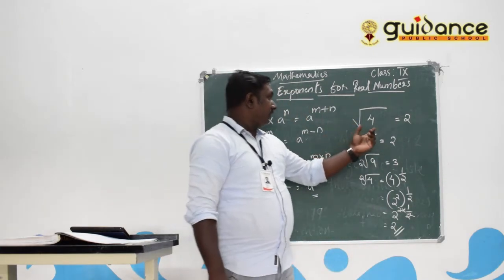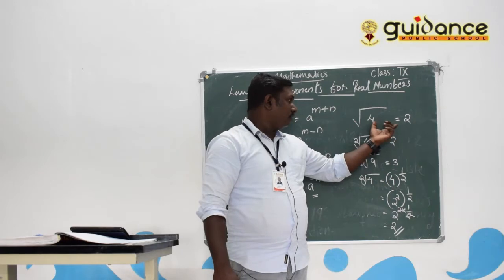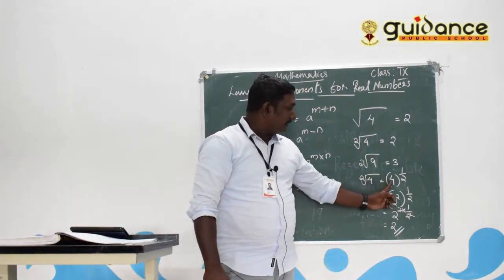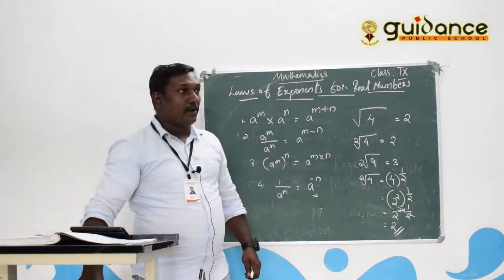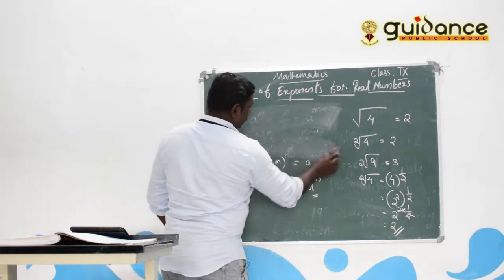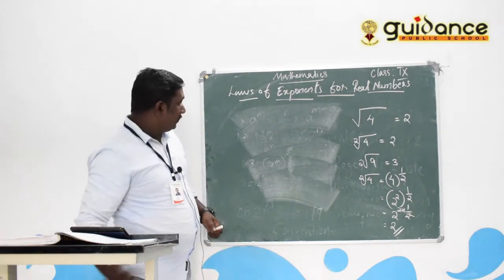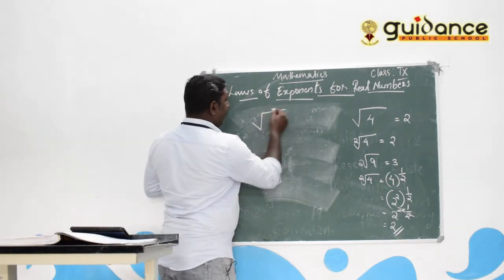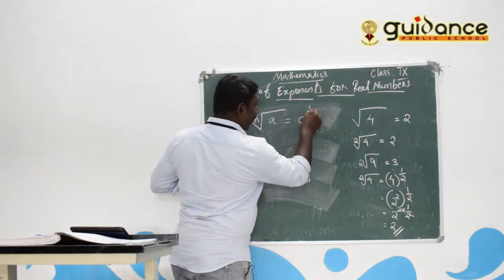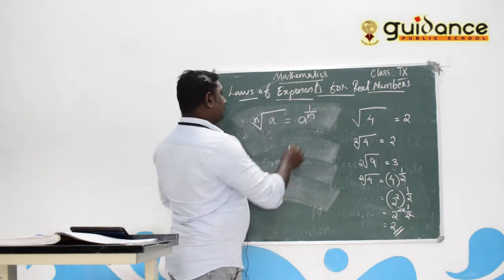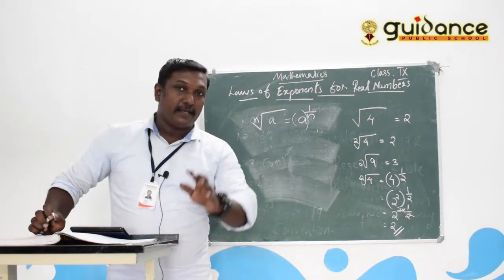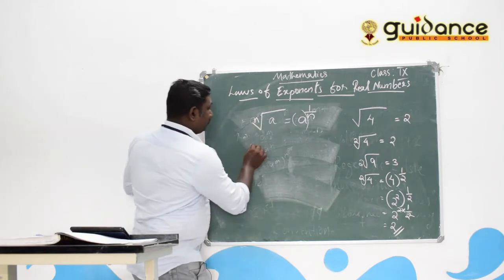Now see the same idea we got. The square root of 4 equals 2, and we can write it as 4 raised to 1 by 2. So we can write it in an algebraic way: the n-th root of a is equal to a raised to 1 by n. So another example I will teach you.